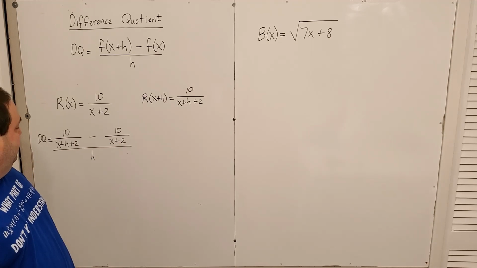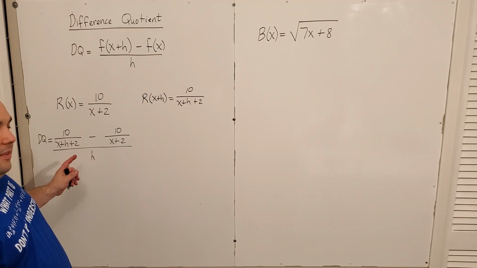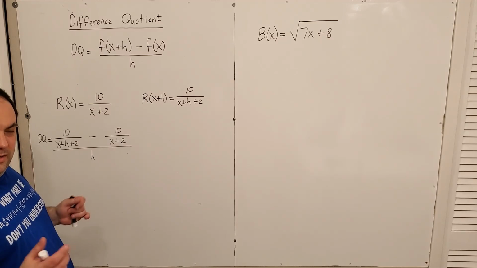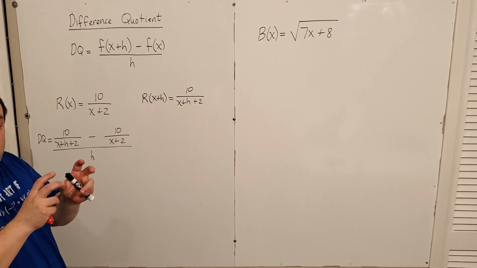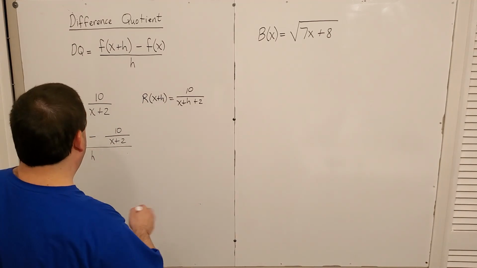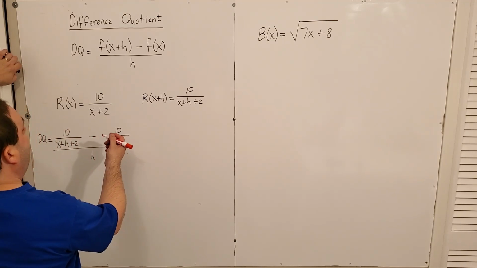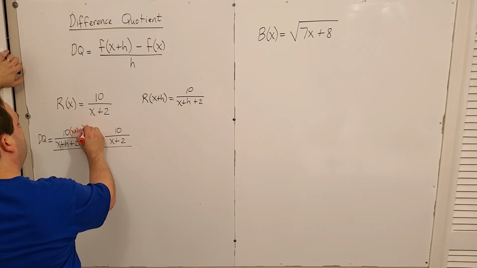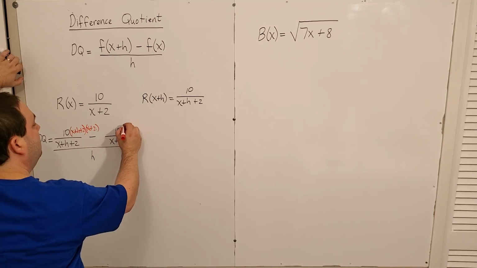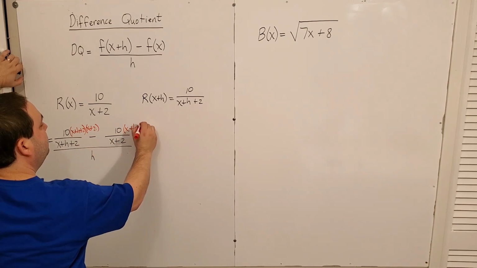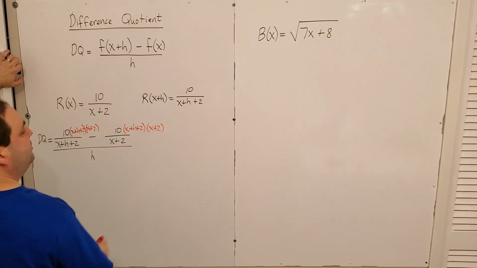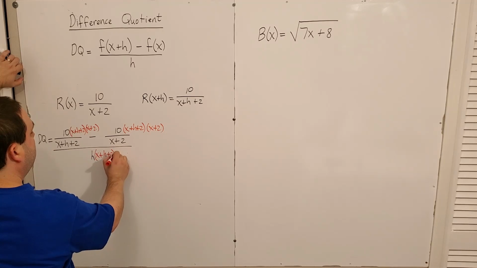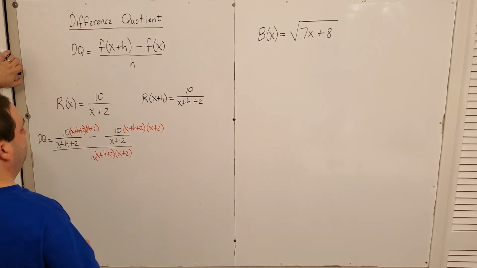So what I'm going to do here is multiply by the common denominator of those. And these are too complicated to try and pick apart, so the common denominator is just multiplying them together. So I'm going to multiply by x plus h plus 2 times x plus 2. x plus h plus 2 times x plus 2. And that means I have to multiply it here also. x plus h plus 2 times x plus 2.